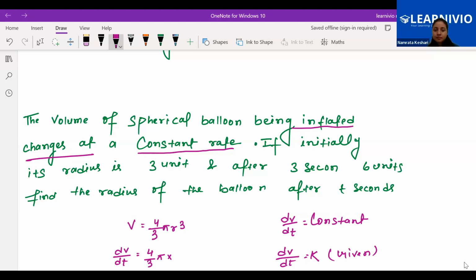So 4 pi r square. Here we'll be having 3r square dr/dt. 3 and 3 cancel. 4 pi r square dr by dt is equal to k, right? Yes, ma'am. After that, now we can integrate.